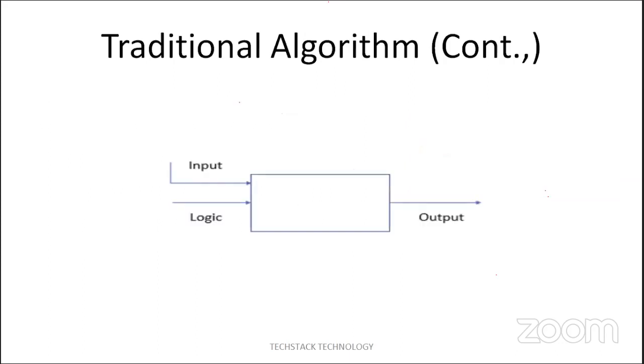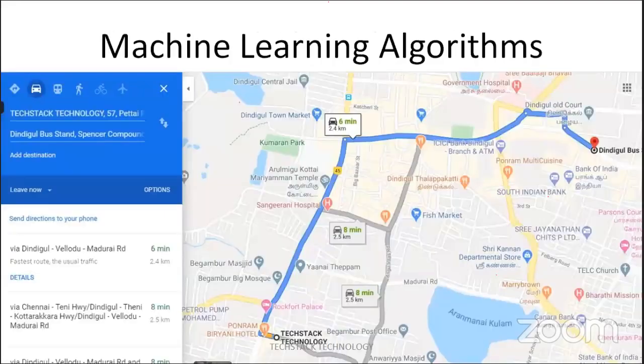And this traditional algorithm is represented in a diagram. So here you see, I have a program, the program has a logic, and it has an input, and we get an output, right? So this happens in a traditional algorithm. But what happens in the machine learning algorithm? I guess everybody has experience in this also.